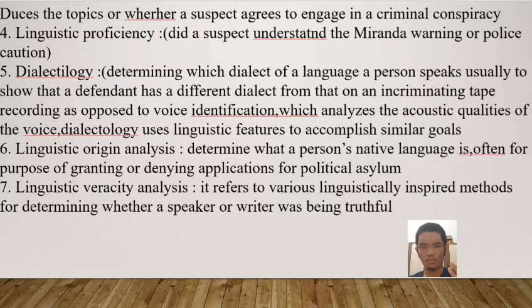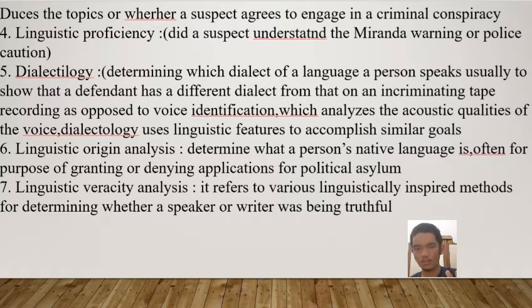Fourth, linguistic proficiency. Did the suspect understand the Miranda warning or police caution? Fifth, dialectology, determining which dialect of a language a person speaks, usually to show that a defendant has a different dialect from that on an incriminating tape recording, as opposed to voice identification, which analyzes the acoustic qualities of the voice. Dialectologists use linguistic features to accomplish similar goals.